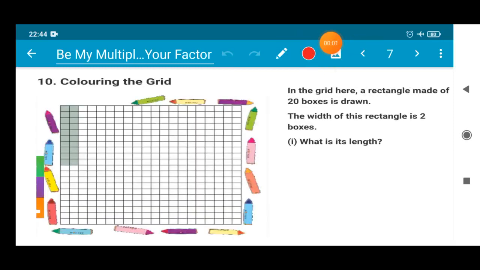Okay, proceeding to the next topic, that is coloring the grid. Now your favorite job comes here, that is to color the grid. Okay, but before that, let us solve a few questions, whatever is given.